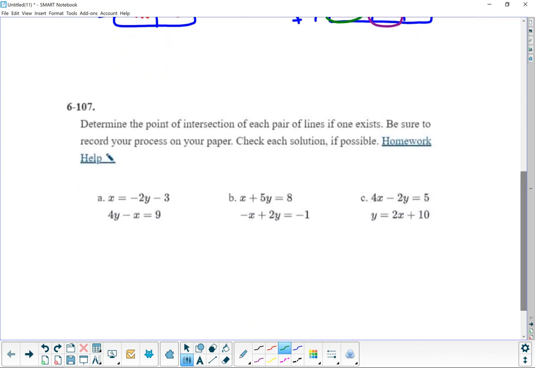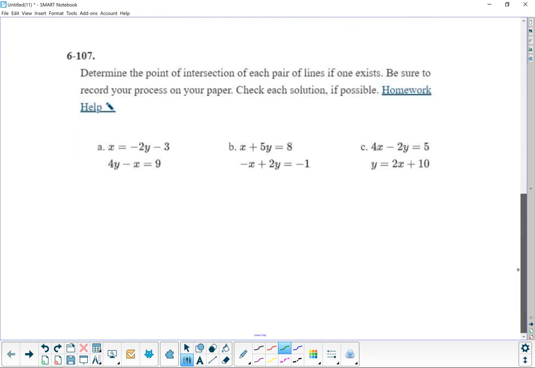All right. Determine the point of intersection of the pair of lines, if one exists. Be sure to record your process on paper. Check your solution if possible.